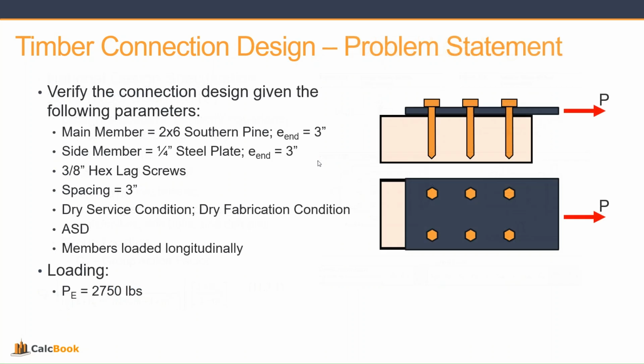So let's take a look at our problem statement. We have a steel plate fastened to a 2x6 southern pine member. It has an end distance of 3 inches. The side member, like we said, is a 1/4-inch steel plate. It also has a 3-inch end distance. We're going to be utilizing 3/8-inch hex lag screws with a spacing of 3 inches. And we've got a configuration here of a 2x3, so we've got a total of 6 hex lag screws.